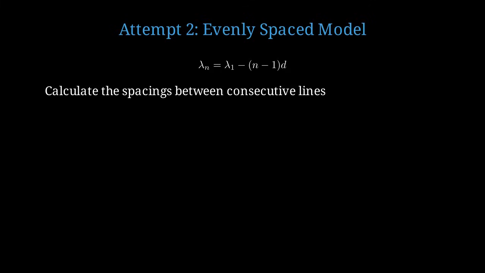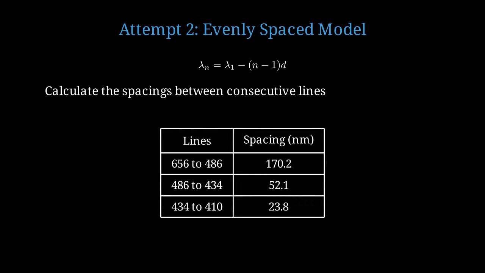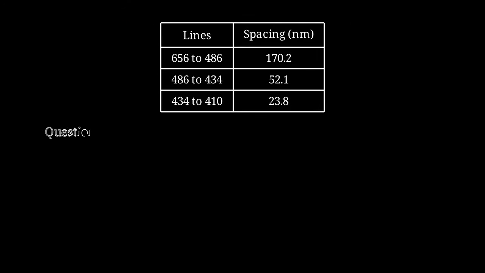From 656 to 486 is a difference of 170.2 nanometers. From 486 to 434 is 52.1 nanometers. From 434 to 410 is 23.8 nanometers. These spacings are clearly not constant. This model also fails. At this point, you might wonder if there's any mathematical pattern at all. The wavelengths seem almost random.